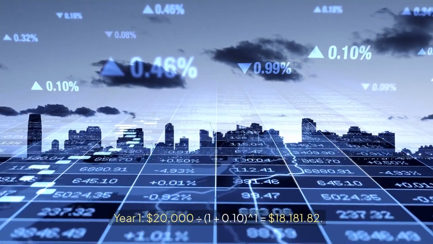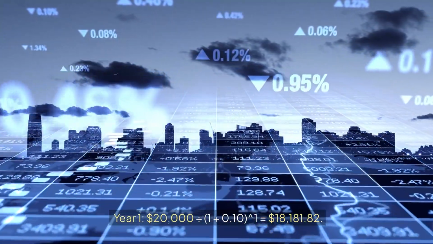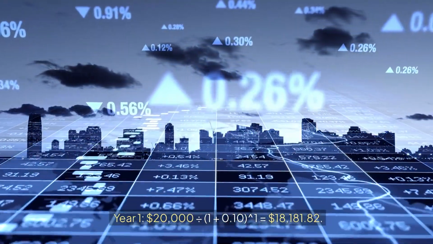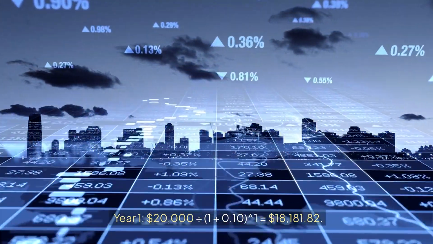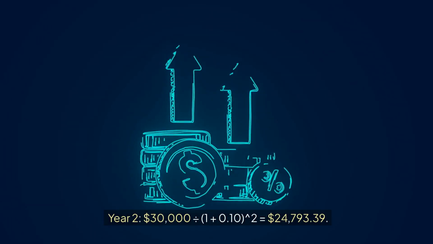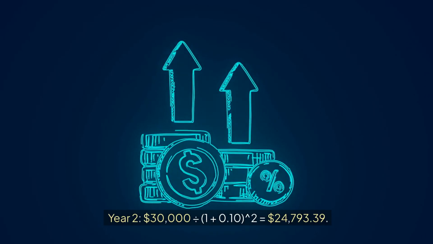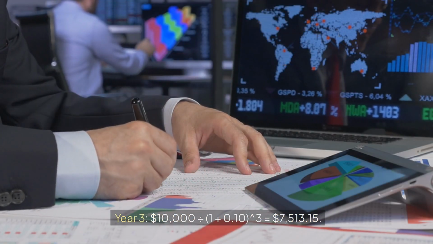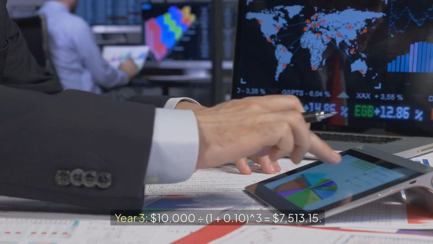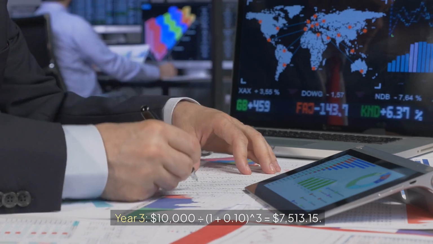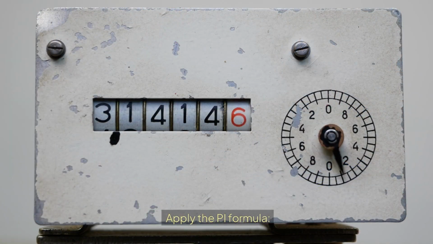Year 1. $20,000 divided by 1 plus 0.10, to the power of 1, equals $18,181.82. Year 2. $30,000 divided by 1 plus 0.10, squared, equals $24,793.39. Year 3. $10,000 divided by 1 plus 0.10, cubed, equals $7,513.15.